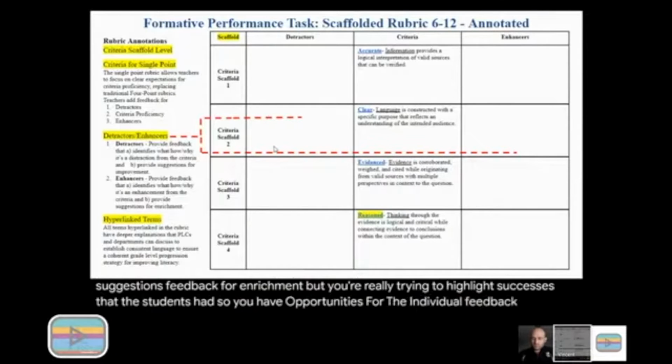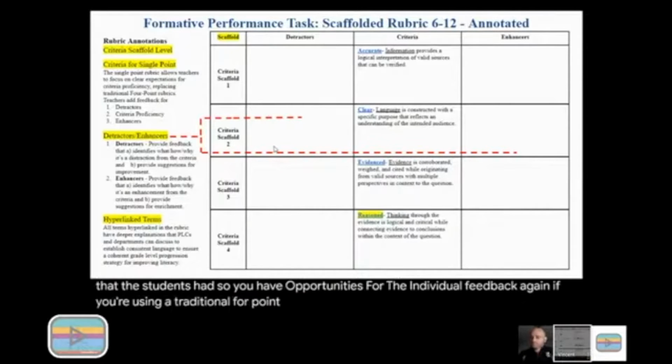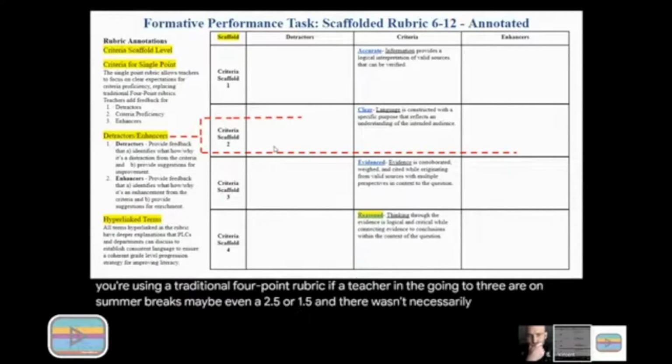Again, if you're using a traditional 4-point rubric, the teacher in the past would maybe be circling a 2 or circling a 3, or on some rubrics, maybe even a 2.5 or a 1.5, and there wasn't necessarily space for feedback.